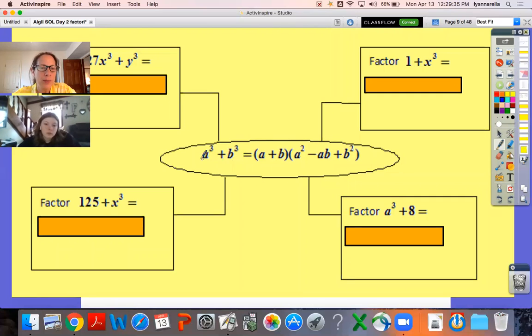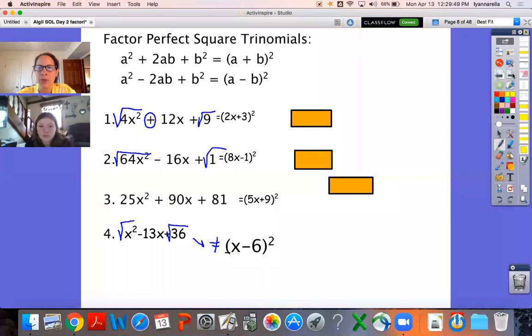These are the cubes. So if you took the cubed root of the first term, you'd get A. The cubed root of the second term, you'd get B. And then you square this, put them in the front and the back. And then you multiply the 2 together and use the opposite sign. So let me just move my dialog box.